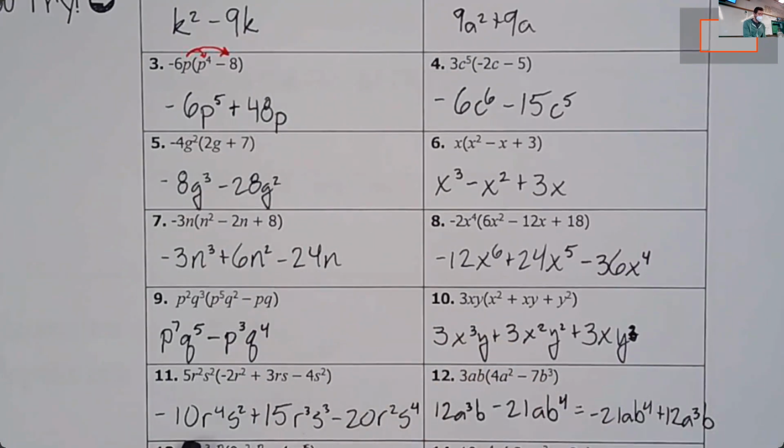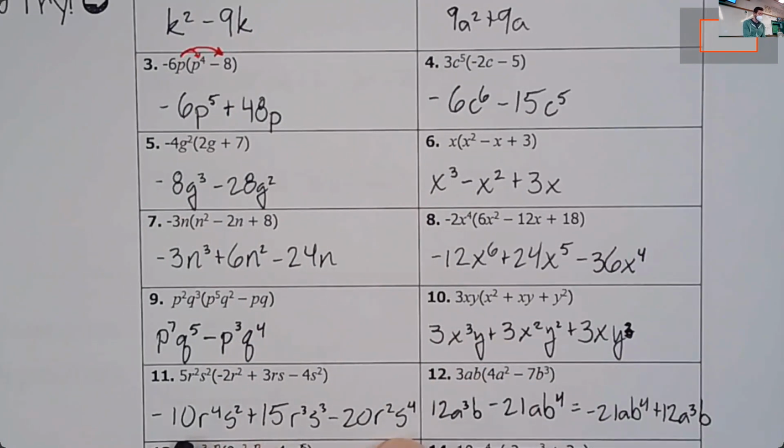Same thing with number 11. These all have a total exponent of 6 on each one of those terms, but the highest exponent with the first letter r is 4, and then 3, and then 2. So we go in descending order there. But because this one here has more exponents with one of the two terms, we write that one first.